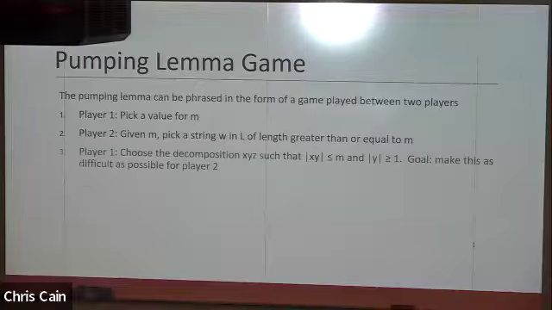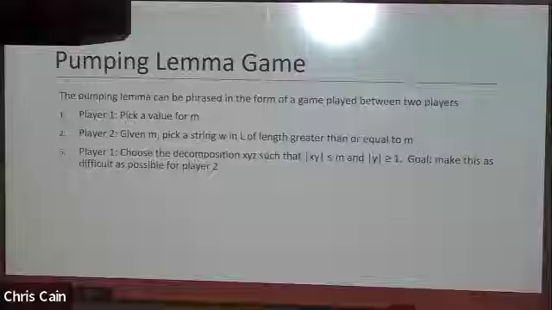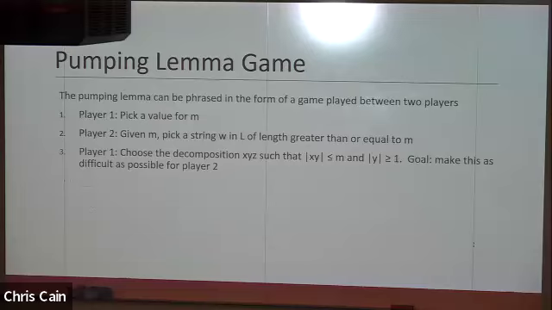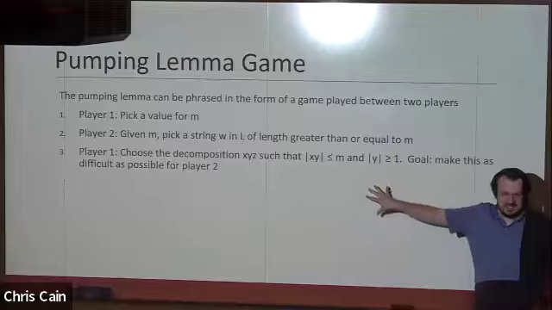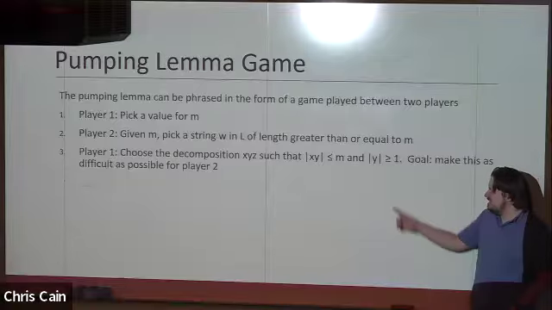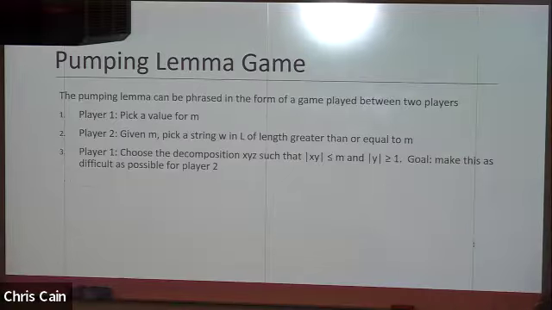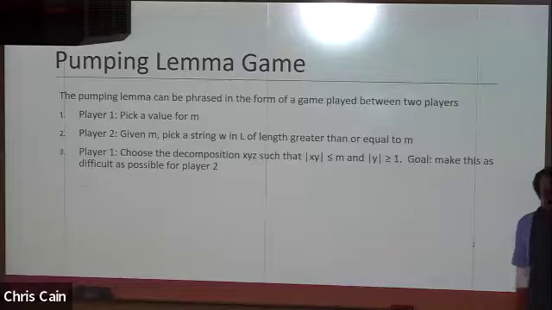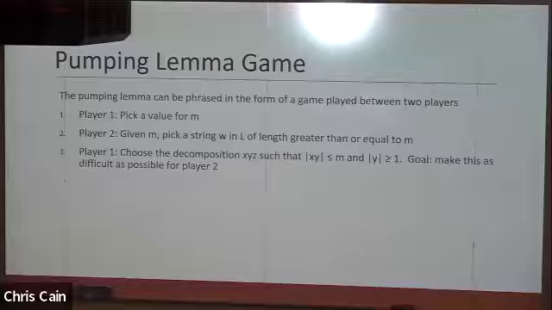Back to player 1. They need to decompose it into XYZ and show, given this string, which portion of it comes from X, which portion comes from Y, and which portion comes from Z, but they have to adhere to these 2 rules. The length of XY must be less than or equal to m, that value that they picked in the first place, and the length of Y has to be greater than or equal to 1. Adhering to those 2 constraints, they can pick the decomposition XYZ however they want.